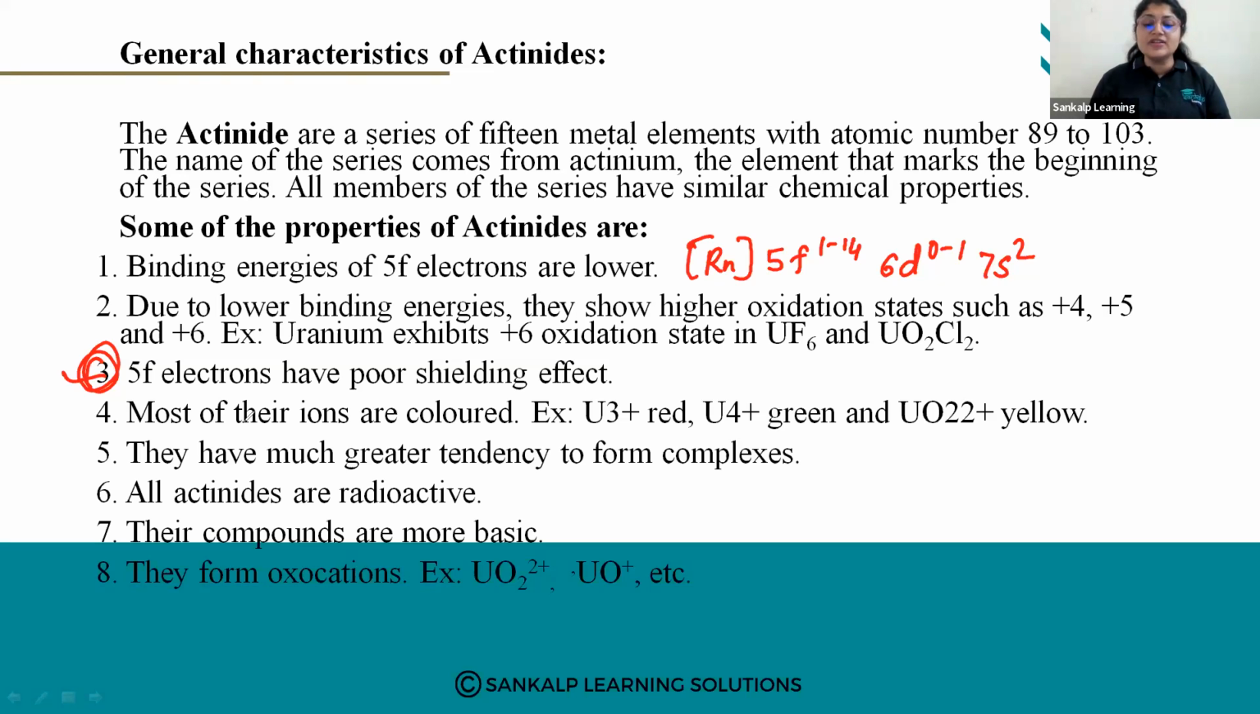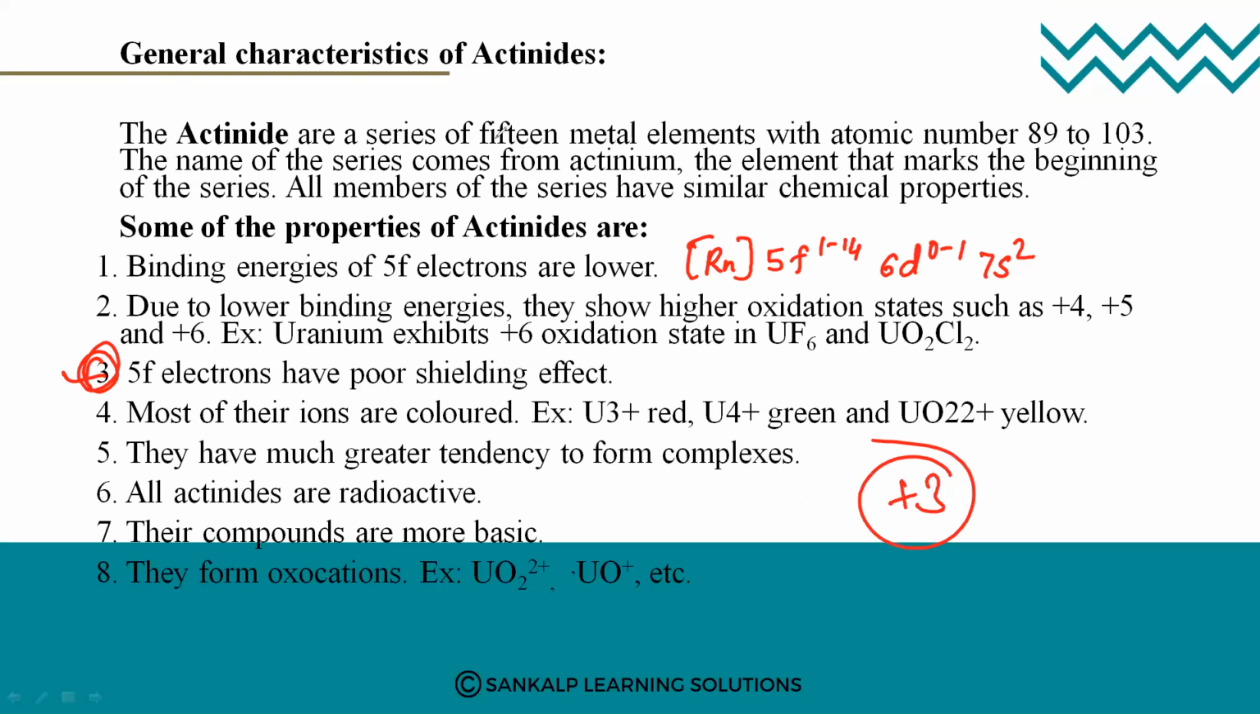So because of this energy difference, what will happen? It will be very small, and all the electrons are used for bonding. So the energy difference between 5f, 6d and 7s is very small, and thus all the electrons are used in bonding. Generally the actinoids will show what type of oxidation state? They will show +3 oxidation state.